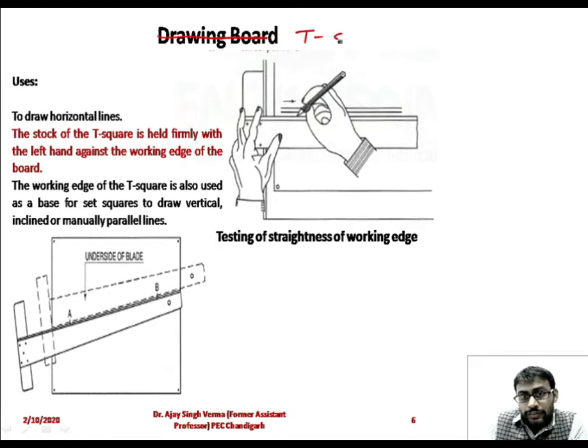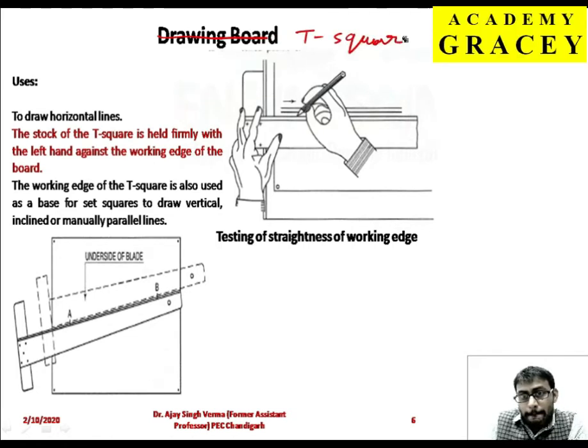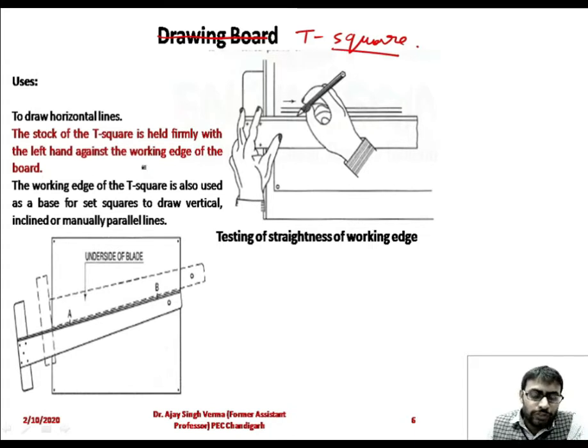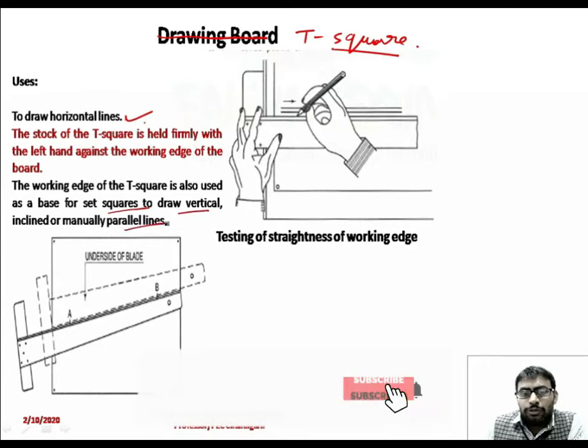It's a T square. So basically we will see the uses of the T square. Basically the T square is used to draw parallel lines, or you can say to draw horizontal lines. The working edge of the T square is also used as the base for the set square to draw vertical, inclined and parallel lines.